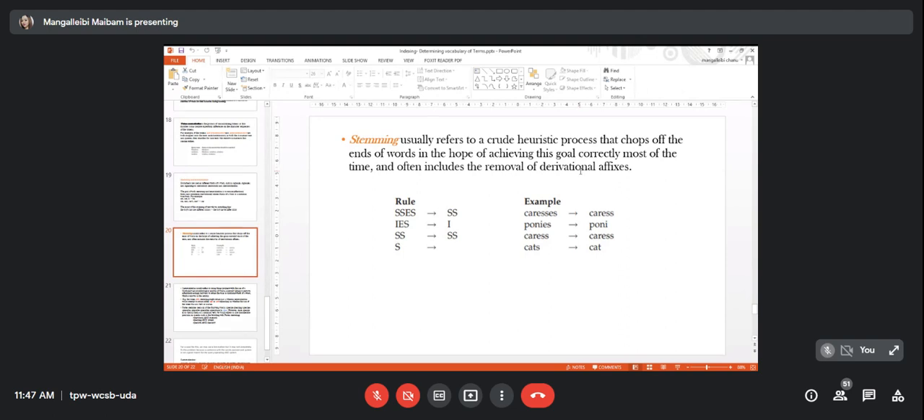For example, replacement: ment, M-E-N-T, is the suffix. If we remove the suffix ment, we get replace. Replace does not change the meaning of replacement, right? We are replacing one thing by another thing. The original meaning does not change. When you remove the derivational affixes, that should not lead to a change in the meaning of that particular term.